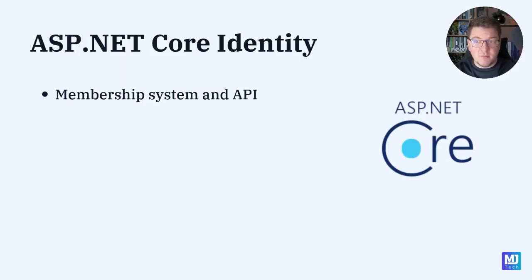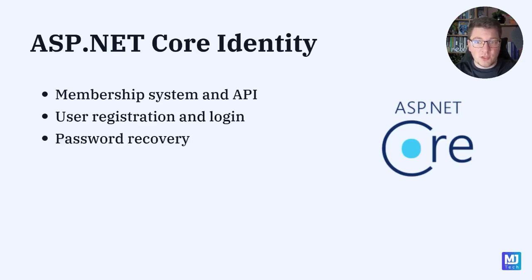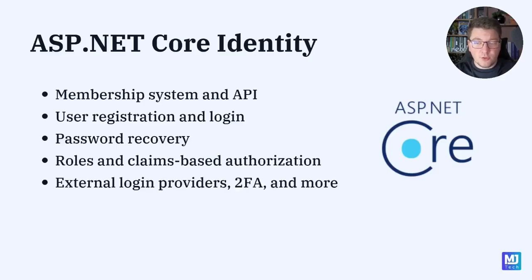It's a membership system and API that is natively available in .NET applications. It comes with a lot of built-in functionality out of the box. For example, you get user registration and login, password recovery, roles and claims-based authorization, support for external login providers like Google or Meta, two-factor authentication, and much more. If you are using identity from an MVC application that has a user interface, then you can also integrate built-in screens for user management. Now, what is my plan for integrating ASP.NET Core Identity into DevHabit?